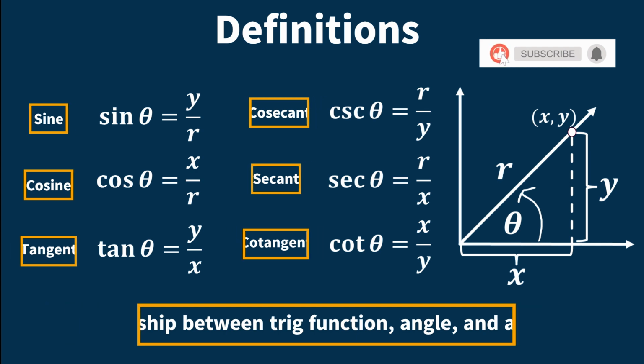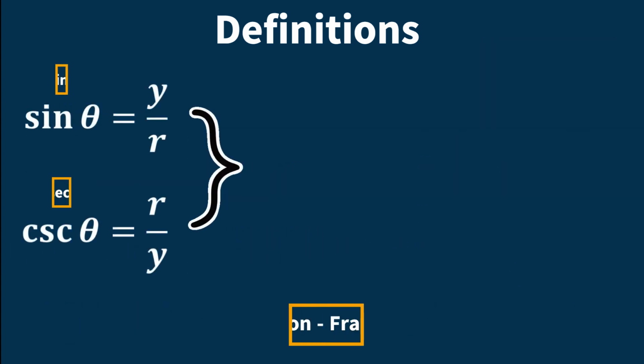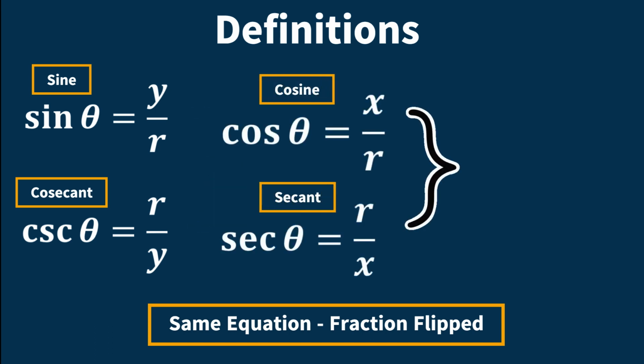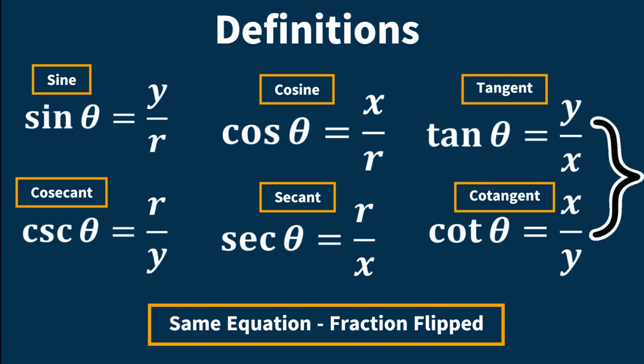The most important thing to gather here is that you can see sine and cosecant are the same with the fraction flipped, cosine and secant are the same with the fraction flipped, and tangent and cotangent are the same with the fraction flipped. That means if we find one, we can easily find the other.